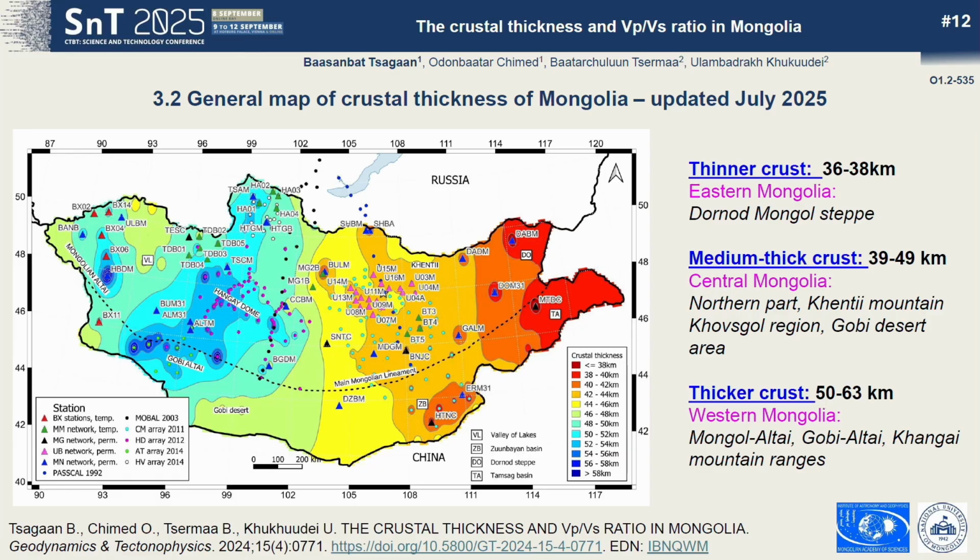Based on this map, we say that the crust beneath Mongolia is thickening from east to west. Once again, the thinnest crust is found in eastern Mongolia, while the thickest crust is located in the western region of Mongolia. In summary, the crustal structure beneath Mongolia can be categorized as follows. Thin crust we found in eastern Mongolia. Medium thick crust is in central Mongolia. Thick crust is in West Mongolia.